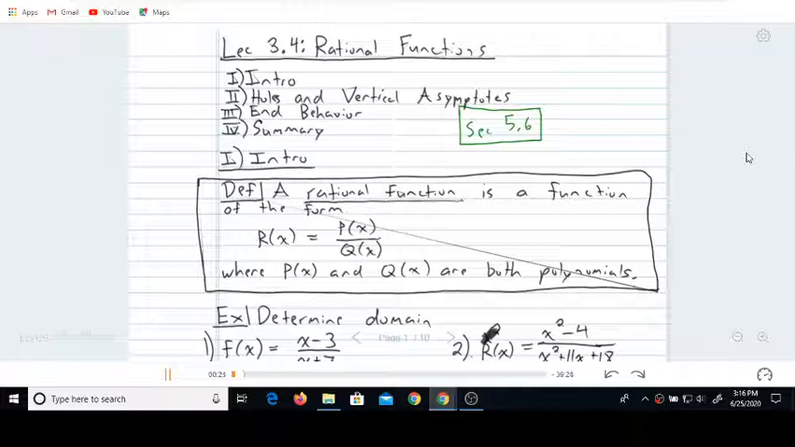Well, a rational function is a function of the form r of x equals p of x divided by q of x, where p and q are polynomials. So essentially a rational function, you can think of it as a ratio of polynomials. It's polynomial divided by polynomial, hence the term rational function.